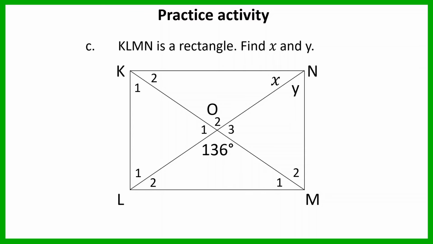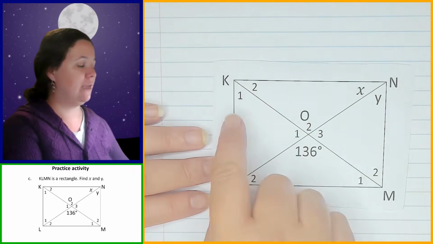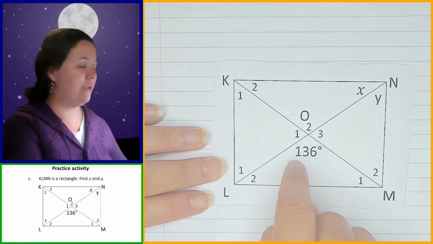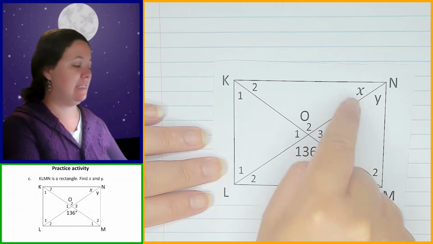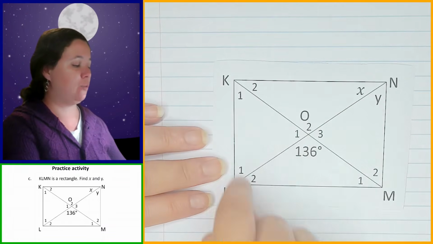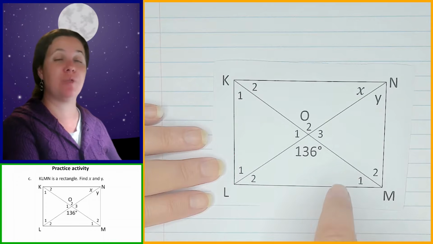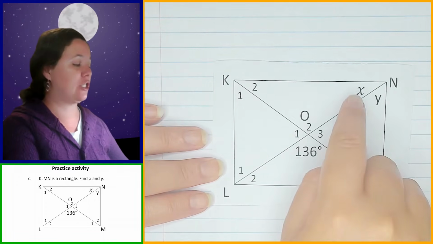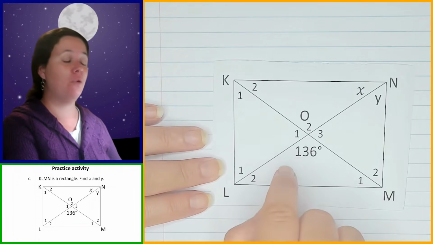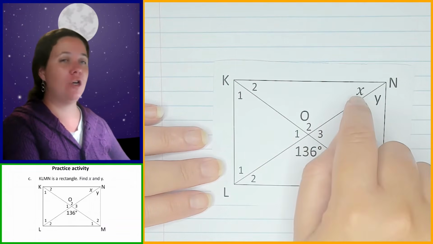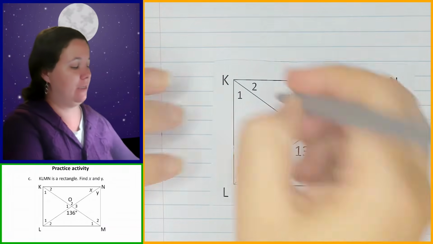Okay, so let's see what you should have got for that question. First of all, if you look at the diagram over here, we've been told that this angle is 136 degrees. This is where x is, and this is where y is. And we were told that this quadrilateral is a rectangle. That's going to be super important for helping us to work out the values of x and y. Before we get to that though, look at where x is in this triangle over here.